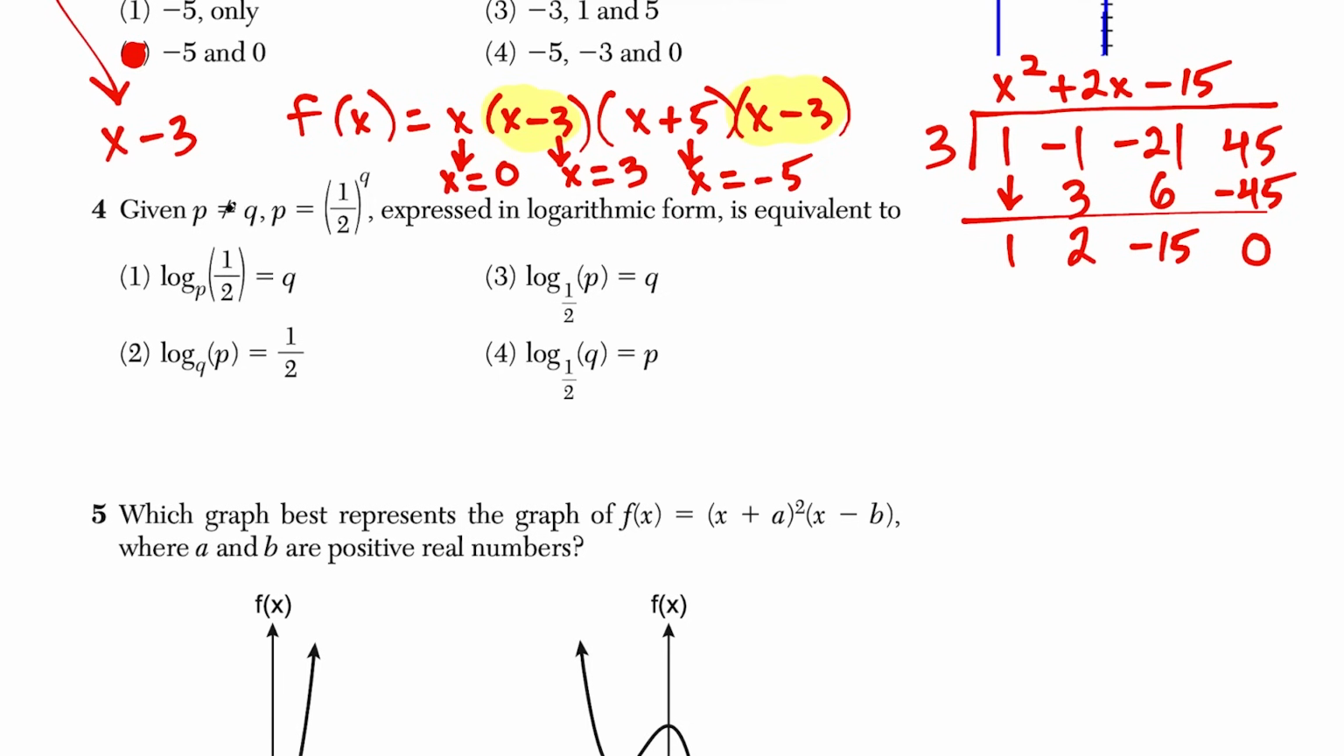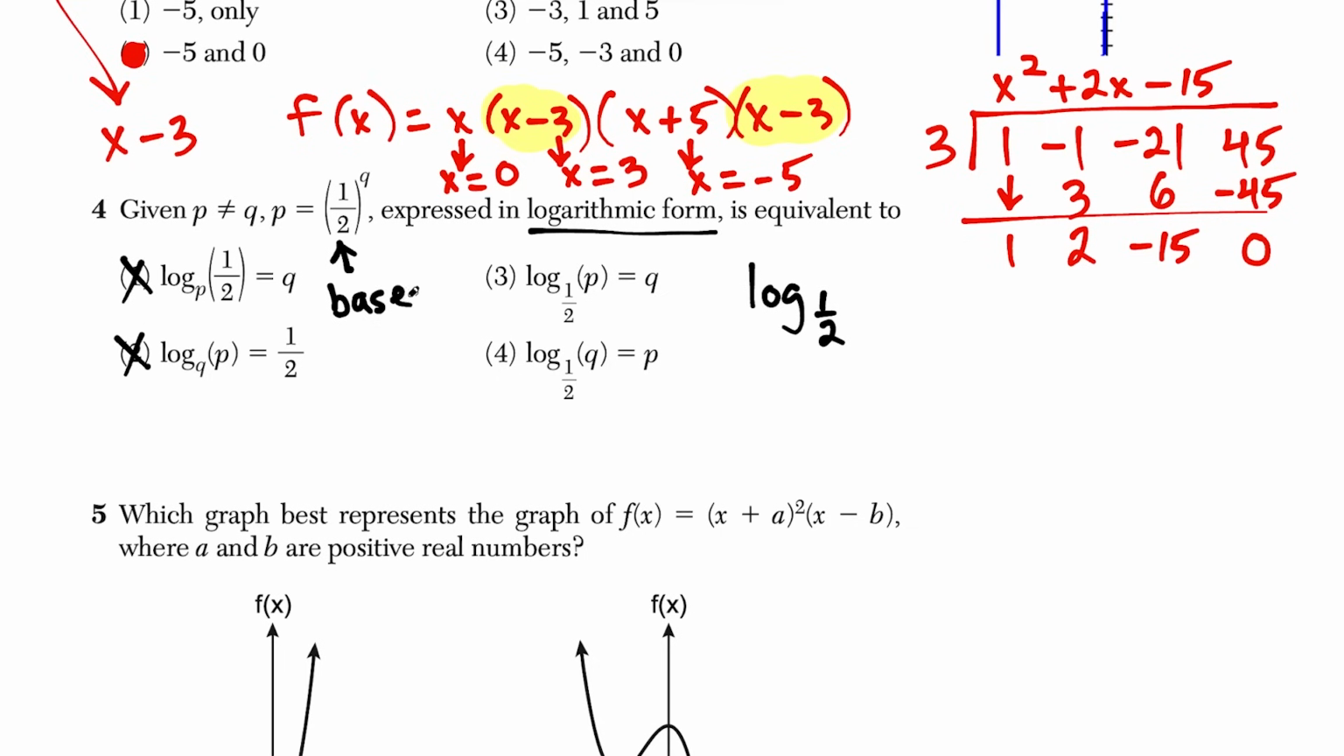Question 4, given p is not equal to q, p equals 1/2 to the q power, expressed in logarithmic form is equivalent to, and we have these 4 options here. So for this question, if you know how to go from exponent to log form, this question could be done very, very quickly. We look at the base of our exponent, which is 1/2. So that tells us that the base of our log is going to be 1/2. So we write the base over here in this little spot. So I could see right away that our answer choices are narrowed down to choices 3 and 4.